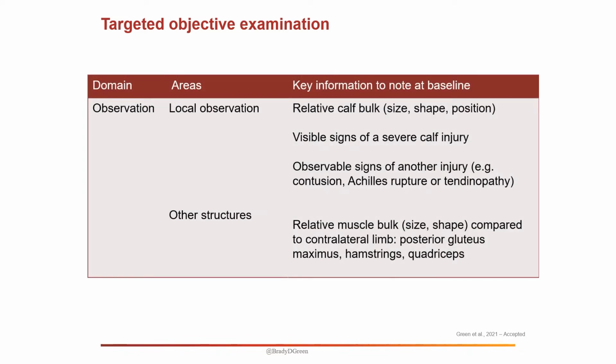In terms of observation, observing locally, are there differences in relative calf bulk in terms of the size of the calf and what you can see of both the medial and lateral gastrocnemius heads and the soleus and where that's positioned? Is it a sort of high position with the gastroc versus those cases where they have the morphology more uniform along the shank? Are there visible signs of a severe calf injury, such as bruising or a focal defect?